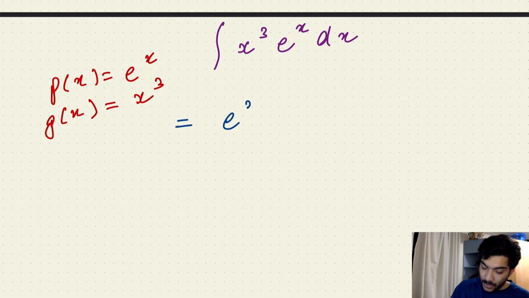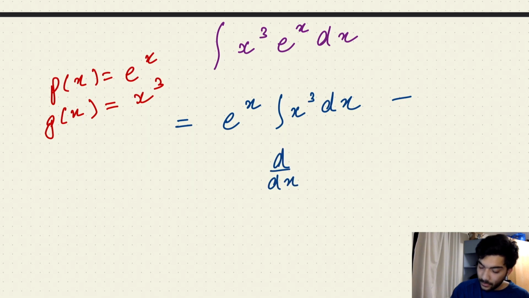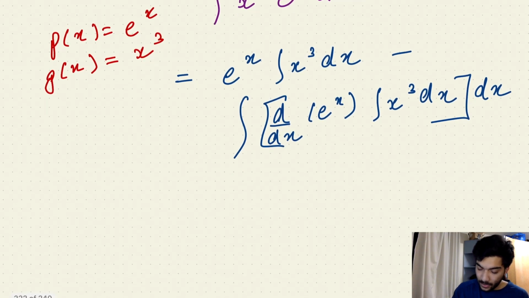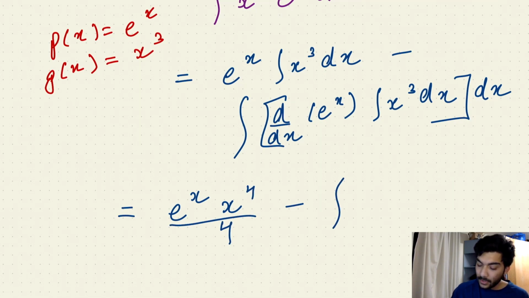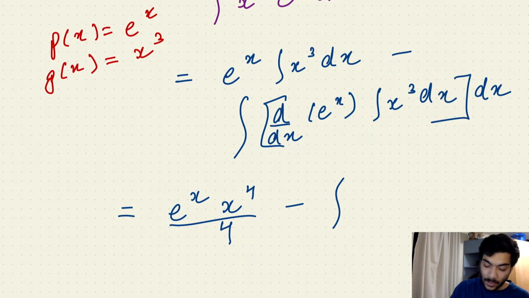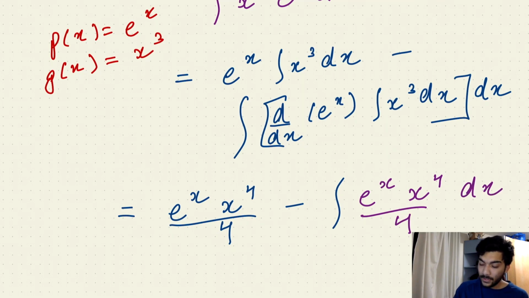So this would be first function as it is, integration of second minus differentiation of first, integration of second, and then integration of this whole expression over here, right? So now let's quickly solve this expression. It would be e to the power x times x to the power 4 upon 4 minus integral this expression, derivative of e to the power x is e to the power x, and integral of x to the power 3 is x to the power 4 upon 4, right? So now over here we will have e to the power x and then x to the power 4 upon 4 dx in this case, right?